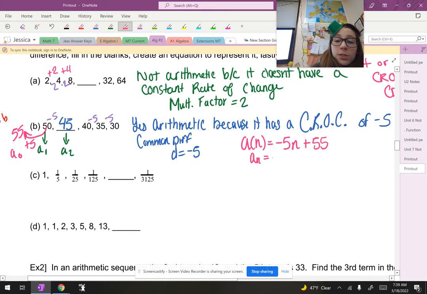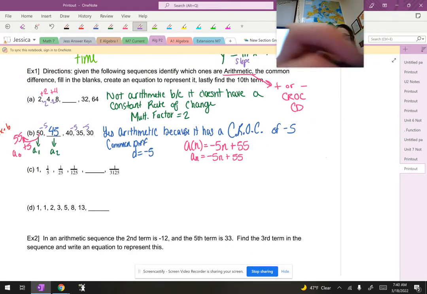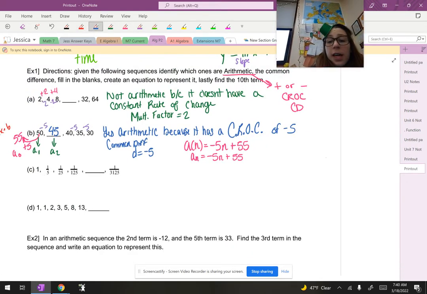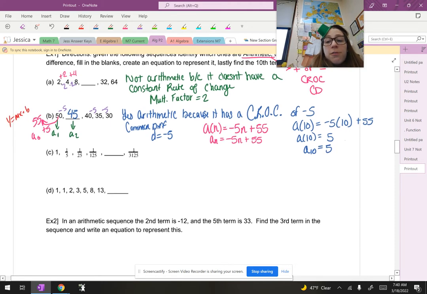And in sequence notation, I would just lower that first n. Everything else stays the same. All right, and last but not least, real quick, finding the 10th term, and I can use my equation for that because that was the whole point of it. Negative 5 times 10 is going to be negative 50, plus 55 is going to leave me with a positive 5 for the 10th term. So a of 10, or a sub 10, is equal to 5.